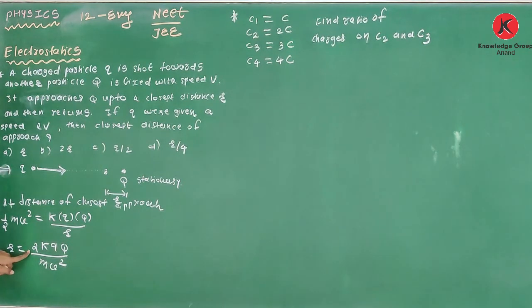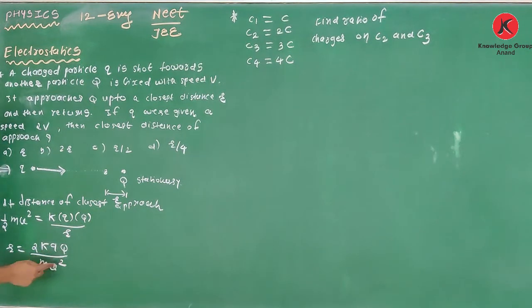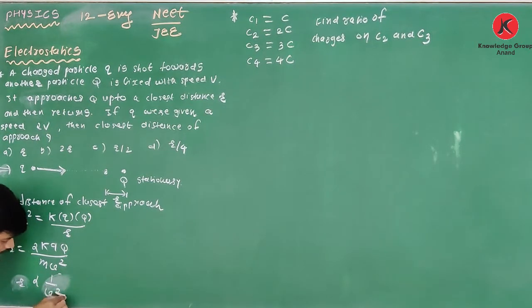Simple. 2, K, the constant for the medium between the two charges, q charge constant, capital Q constant, m constant. What is changing? If q were given a speed 2v, only the speed is changed. So here 2 K q Q upon m is constant. So here I can write r is proportional to 1 upon v square.